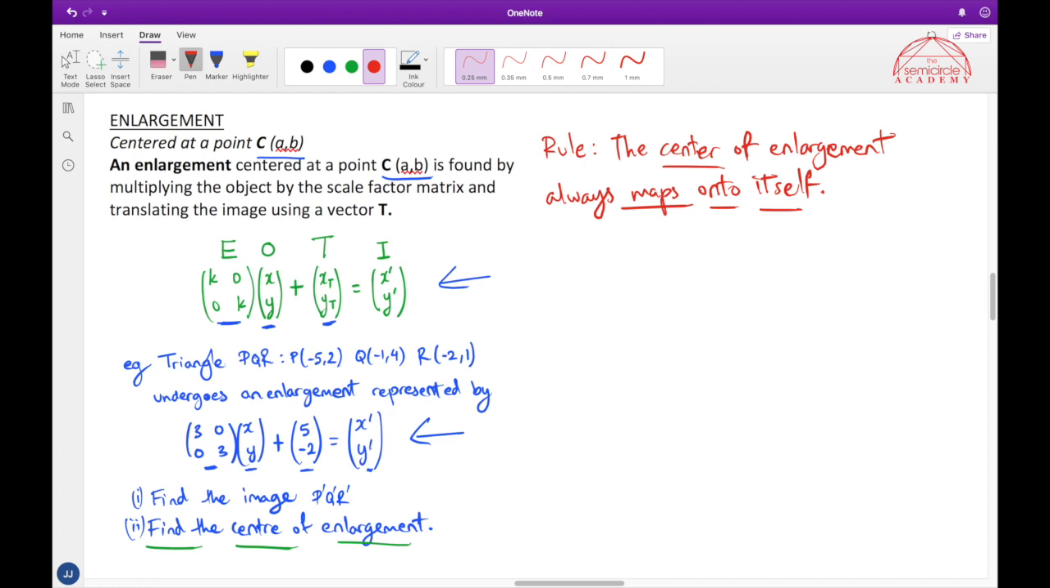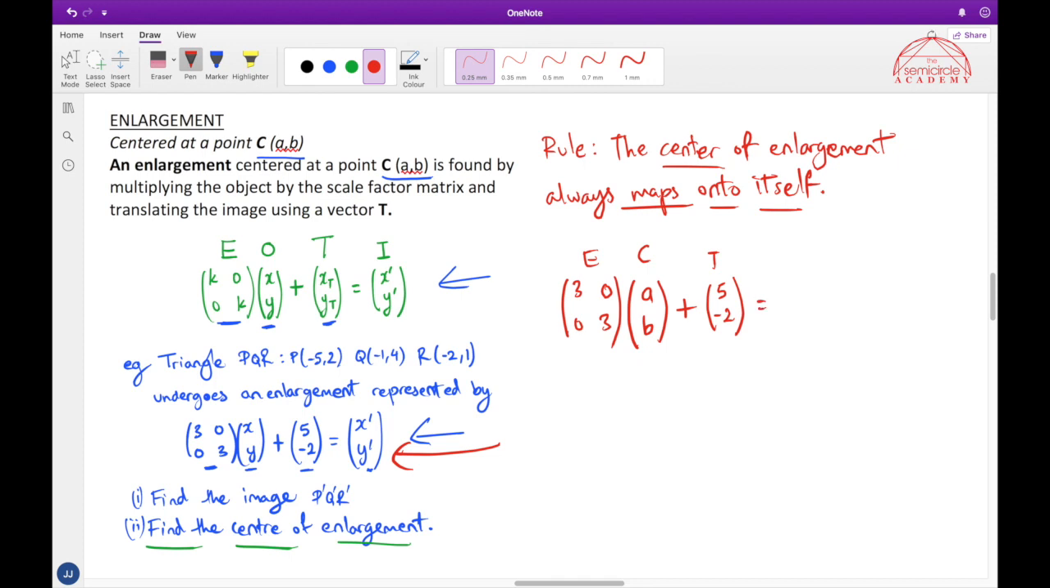So, if I was to take this very same equation that the question gave me, I have the enlargement with a scale factor of 3, which is 3, 0, 0, 3. And now I have my object, and for my object, I am going to put the center of enlargement being A, B. So what we are actually doing is taking this center of enlargement, this unknown point AB, and we're going to put it through this transformation. So I have the enlargement multiplied by the center of enlargement, plus this translation that they gave us, 5, negative 2.